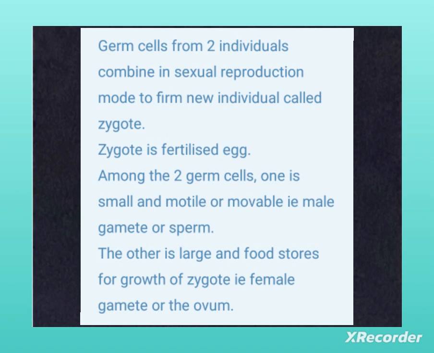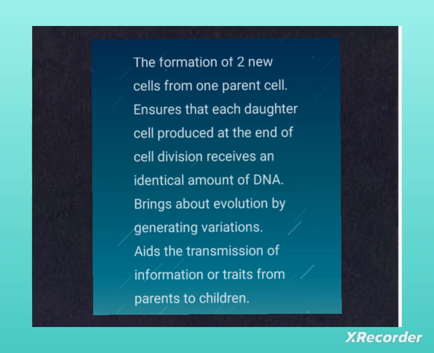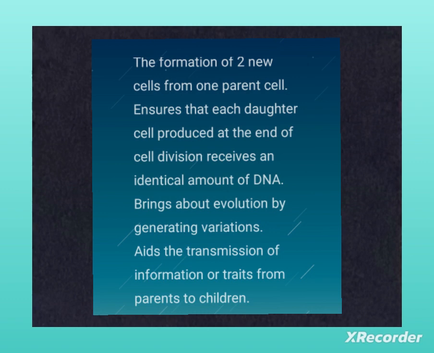How does the DNA copy? Now let's know about the significance of DNA copying. DNA copying ensures that each daughter cell produced at the end of the cell division receives an identical amount of DNA. It causes evolution by generating variations during sexual reproduction. It aids the transmission of information or traits from parents to children. So, this was all about the introduction to reproduction and DNA copying along with its significance.